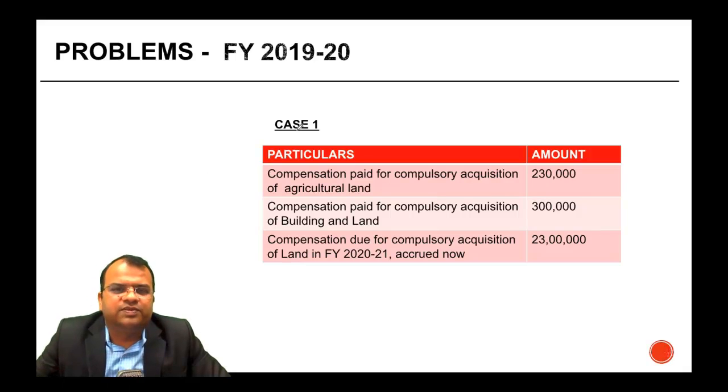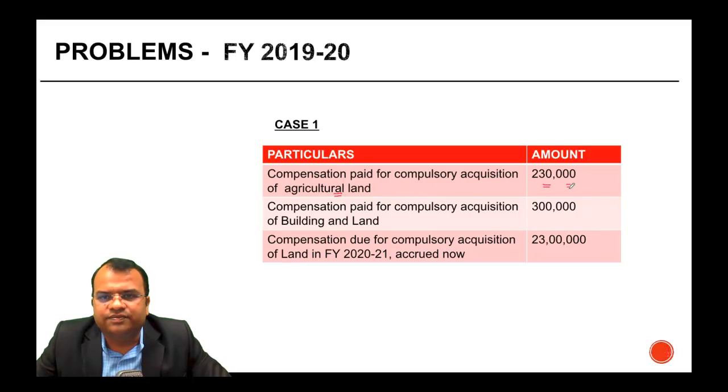Let's look at a few problems. Compensation for compulsory acquisition of agricultural land is 2,30,000. What is the TDS? Now, if the payment is less than 2,50,000, there is no requirement to deduct TDS under this section. So, irrespective of whether it's an agricultural land or otherwise, given that the amount itself is less than 2,50,000, there is no need to deduct TDS here.